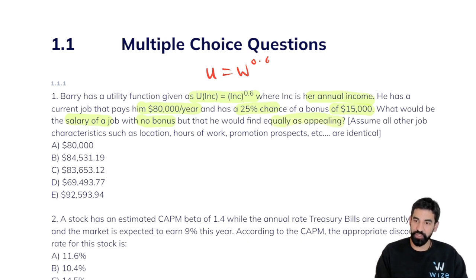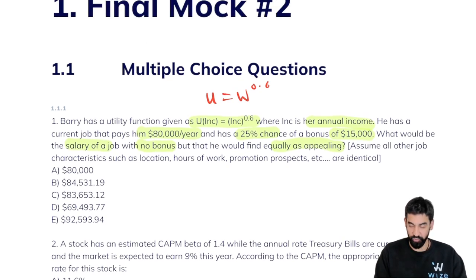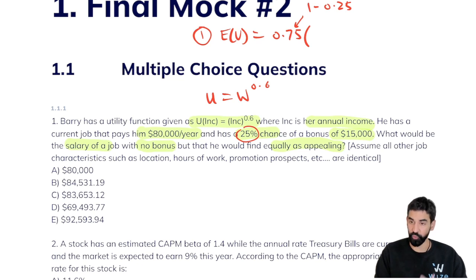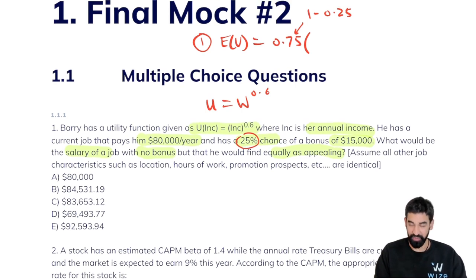What does equally as appealing mean? It means it would give him the same level of utility. So the first thing that you can do, this is a CEQ question. So step number 1, always in CEQ you find the expected utility, EU, by taking the probability. So if he has a 25% chance of getting a bonus, that means he has a 75% chance of not getting a bonus. And this I find by doing 1 minus 0.25, because the probabilities have to add up to 1. So 75%, and if he doesn't get a bonus, then what's his income?